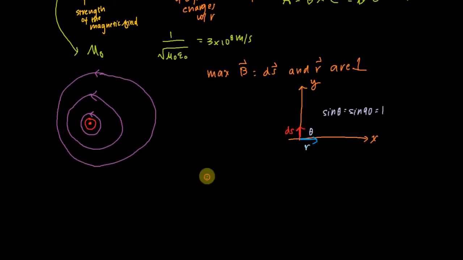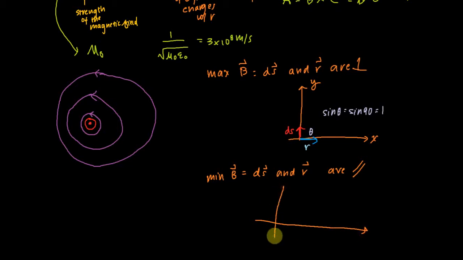And we also have a min. Our minimum magnetic field occurs when ds and r are parallel. So again, we have our axes. Here's the y-axis, here's the x-axis. Let's say that we have r pointing this way, and ds is also pointing that way. Well, the angle between them is 0, so theta equals 0, and we know that sine of 0 equals 0. So that is super important to know.